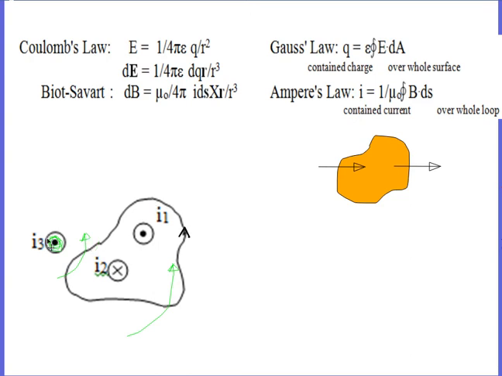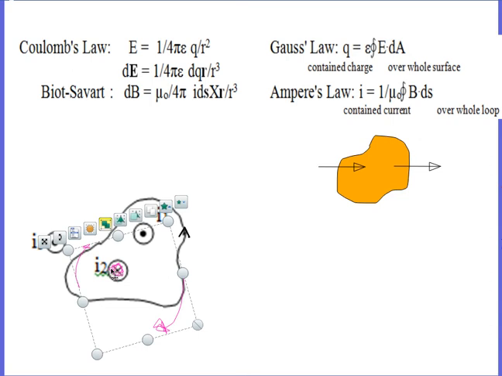Let me get this out of here. Now, if you take this current that is enclosed, then again, curly straight gives us that the magnetic field is going to encircle it like that.